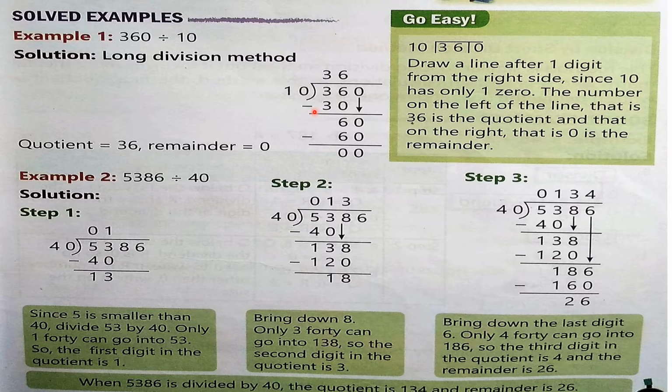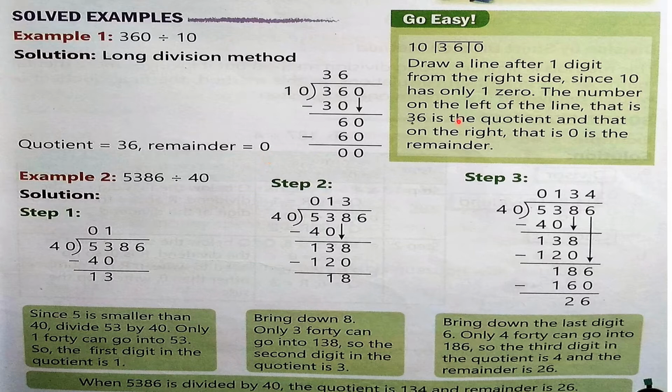We cannot take 36 because 36 is not there in the table of 10. So we will take 30. Why? We cannot take 40 because 36 is smaller than 40. So 10 threes are 30. Then 6 minus 0 is 6, and this 0 will come down, so 6 tens is 60. So the quotient is 36 and the remainder is 0.